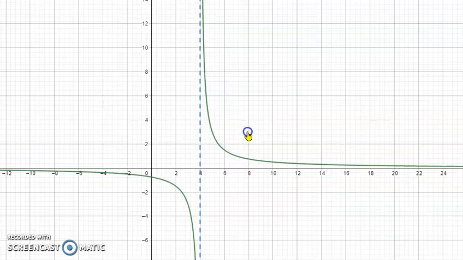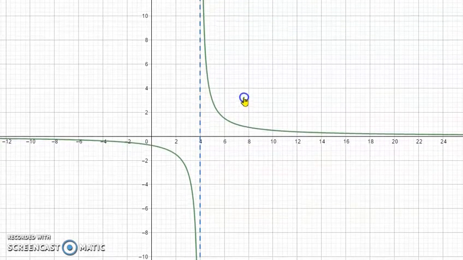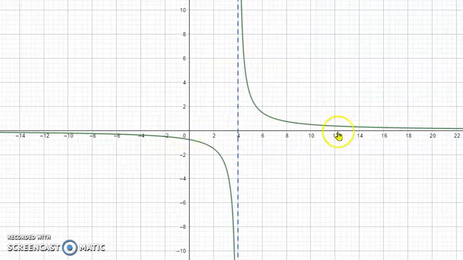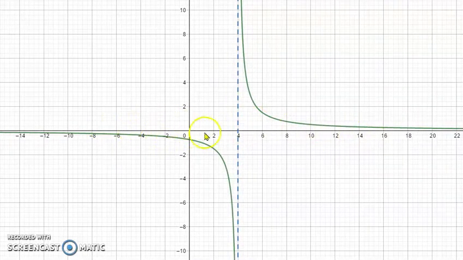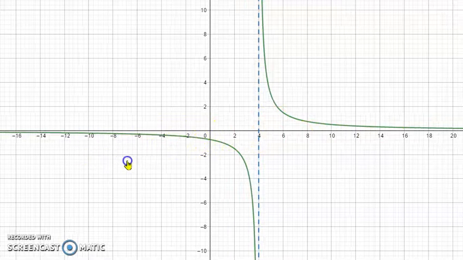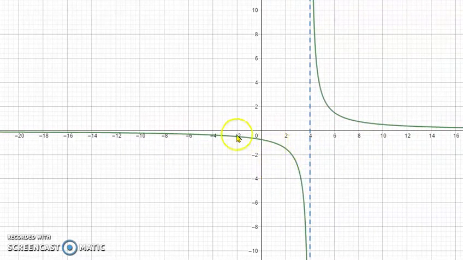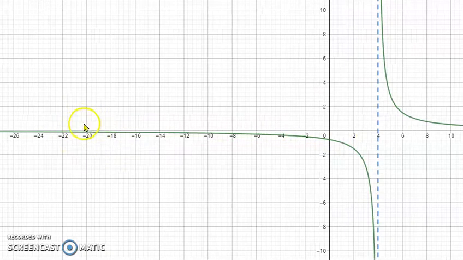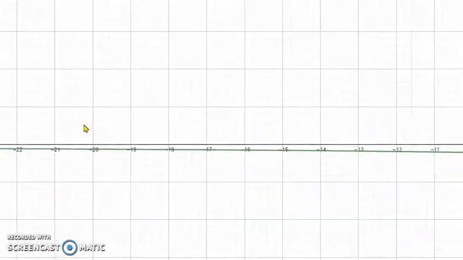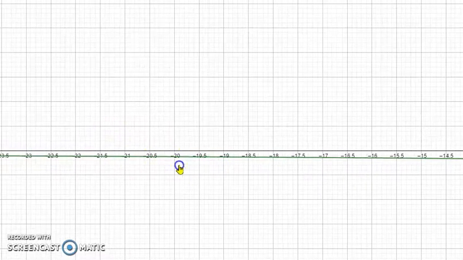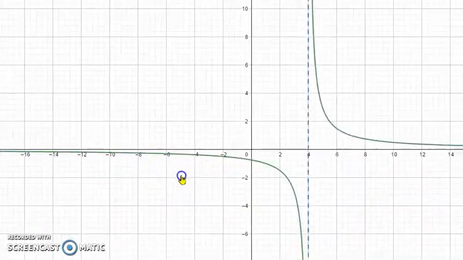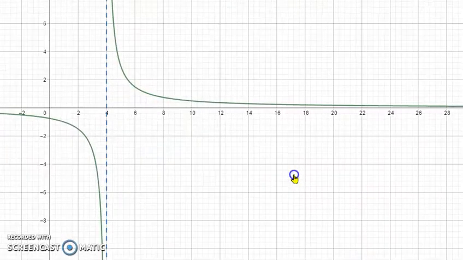For the y values, we don't have y equal to 0. This line here, this graph will just continue to approach that line, but it will never touch it. So if you magnify all the point values, it will never touch the y-axis, similar to this side here.